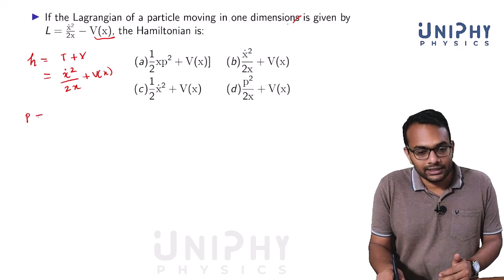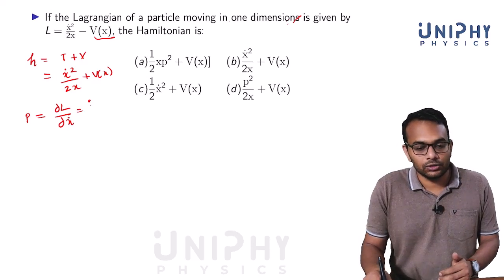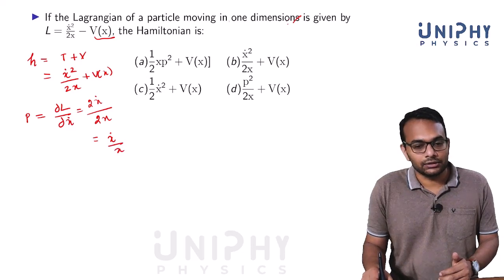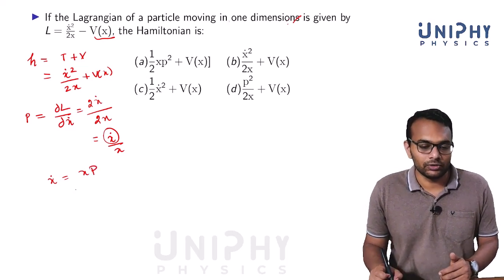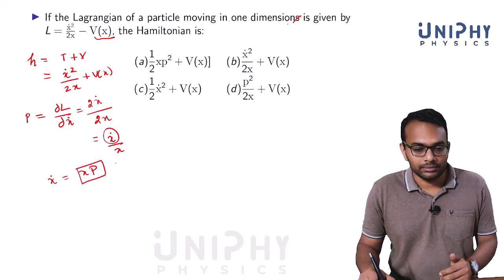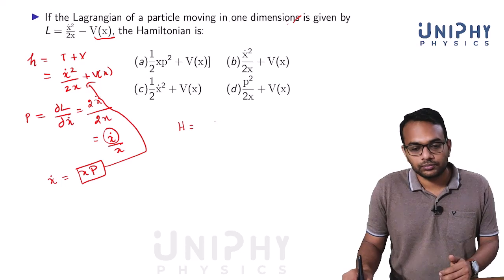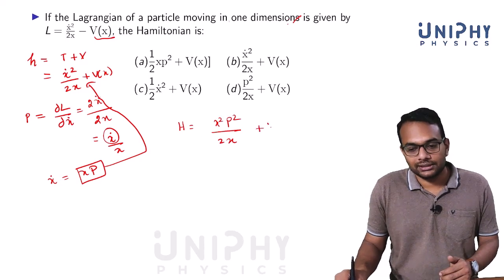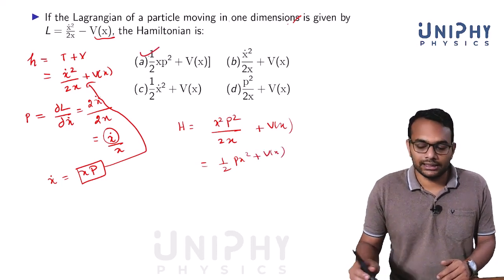We find p is equal to dou L by dou x dot. In this case, that's equal to 2x dot divided by 2x, which is nothing but x dot divided by x. So from here we see that x dot is equal to xp. Now we just substitute this in the energy function and we have got the Hamiltonian. H is equal to x square p square divided by 2x plus V of x, and that's half p x square plus V of x, which is option A. We've got the answer.